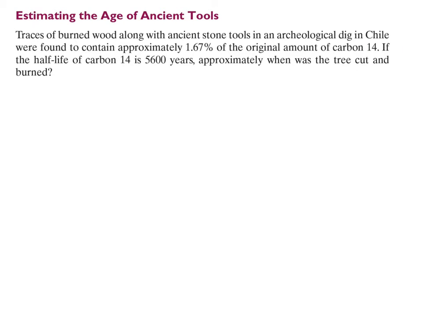And let's let that example be estimating the age of ancient tools. So traces of burned wood along with ancient stone tools in an archaeological dig site in Chile were found to contain about 1.67% of the amount of carbon-14 that it originally started with. And if the half-life of carbon-14 is 5,600 years, let's find out approximately when that tree was cut and burned. So I would love to just plug that into an equation and find the amount of time, or t, but I don't have k, I don't have my decay rate, so I have to find that first.